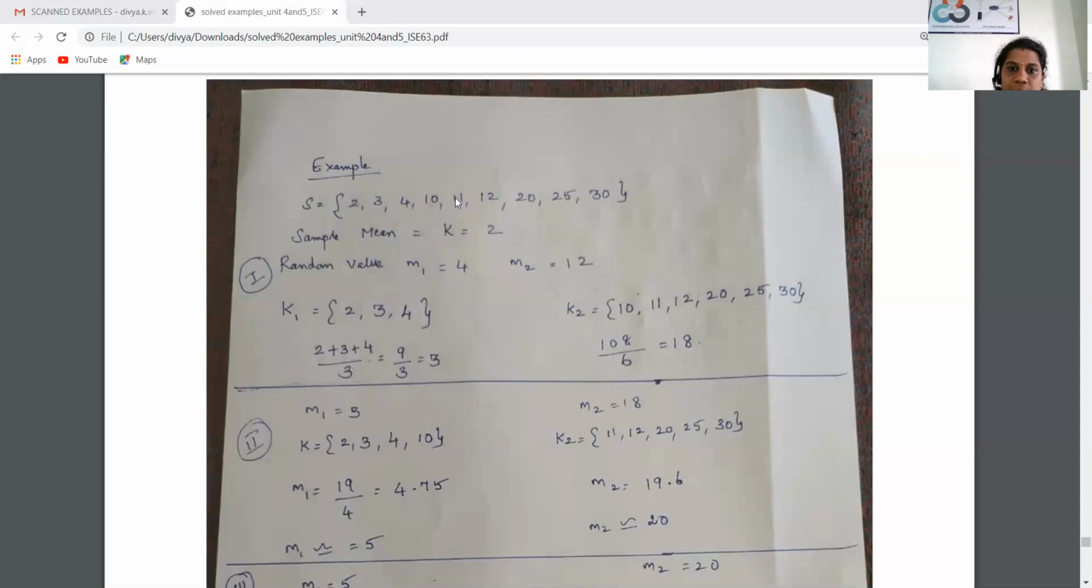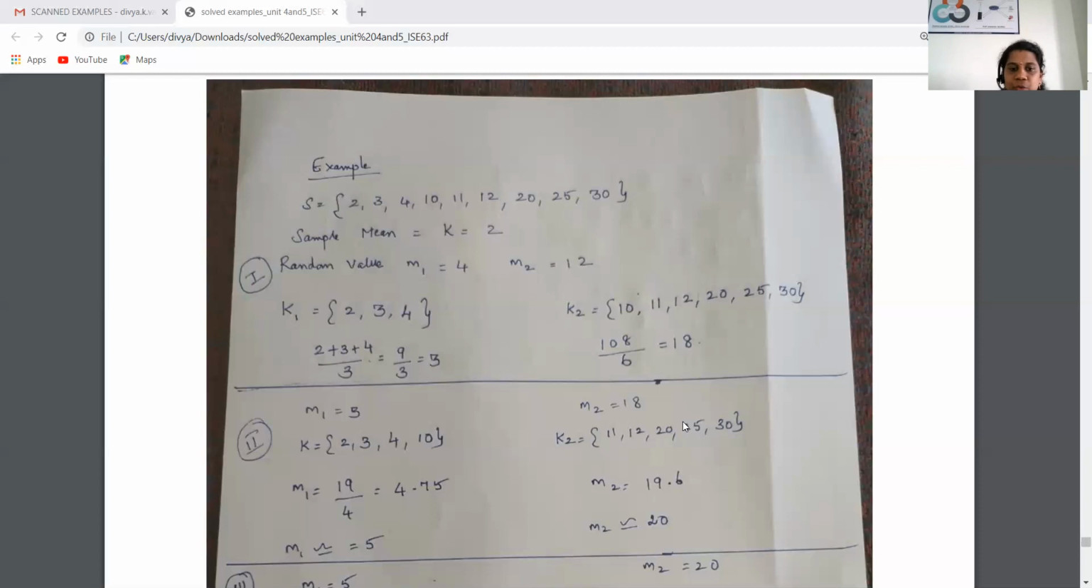Now take the second point, 11. Whether 11 is near to 3 or near to 18. It is near to 18, so 11 will be added in this cluster. Again 12, we are taking. Whether it is near to 3 or near to 18. It is near to 18. Similarly 20, 25, 30, everything is near to 18, not near to 3. So those points will be added in the second cluster.